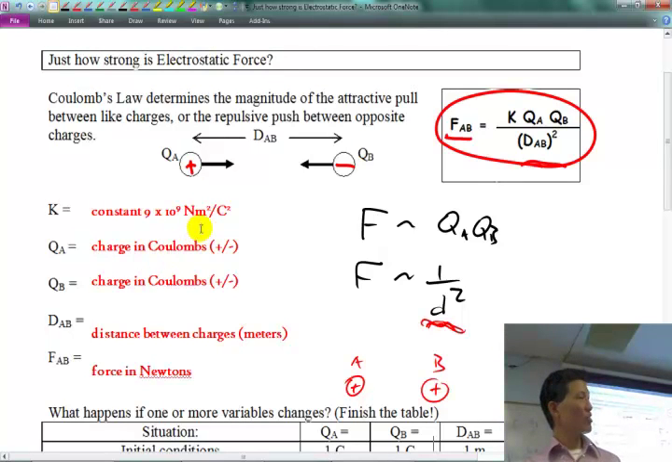It's got weird units because it's just an electrical constant of proportionality to make the equation work. But the big idea is it depends on how much charge you have on each object and then the distance between the charges, but it's distance squared. And then you'll get a force in newtons, which is a technical metric unit for force. We're used to force in pounds, but the technical unit is newtons.